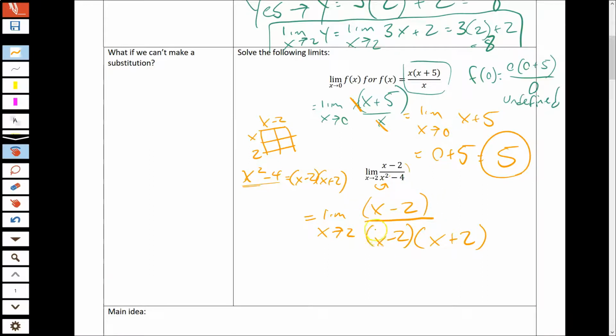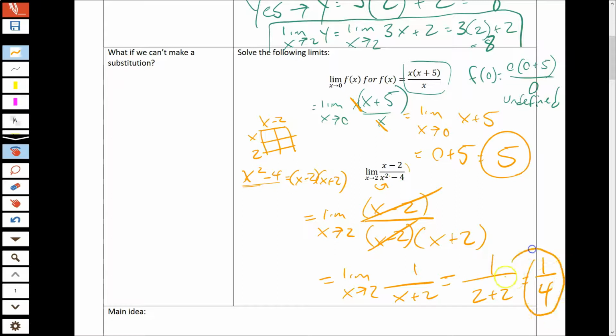So x minus 2 over x minus 2 is 1, right? So those cancel out and I'm left with the limit as x approaches 2 of 1 over x plus 2. And now I can plug this in, right? Because 2 plus 2 is no longer equal to 0. So there's my limit.